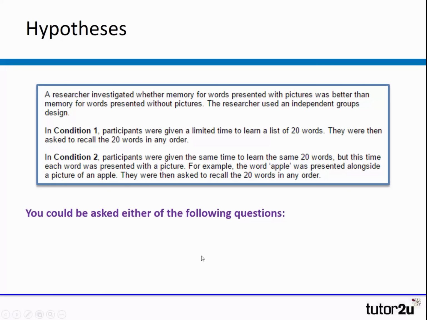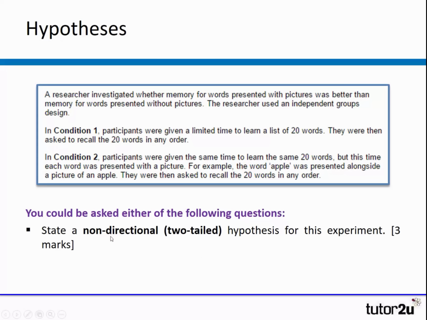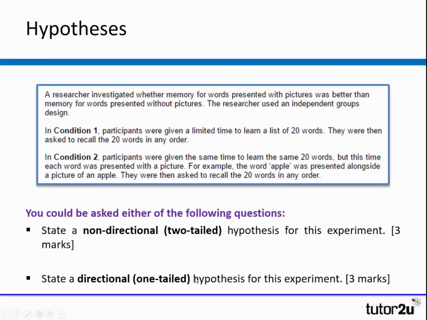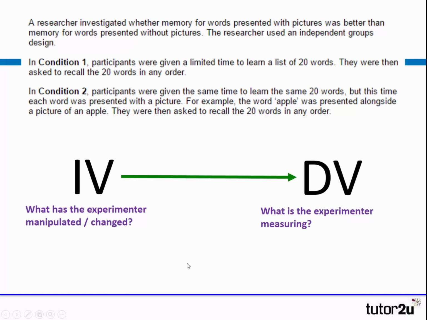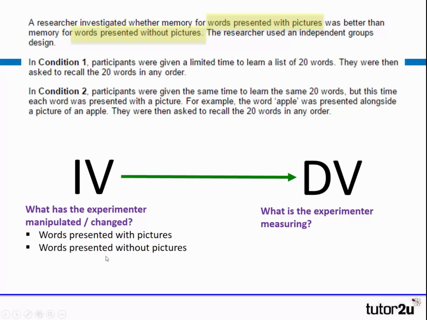Now, you could be asked either one of the following questions. You might get asked to state a non-directional or a 2-tailed hypothesis in this experiment for 3 marks. Or you might get asked to state a directional hypothesis for this experiment, a 1-tailed. Okay, so be aware that they can ask you to do either of those 2. Now, the first thing I always strongly recommend you do before even attempting to write this is to work out what your independent variable is and what your dependent variable is, what your IV and your DV is. So if you think about the IV, what are the 2 different conditions? What has the experimenter changed or manipulated in this experiment? Okay, and if we think about it nice and clearly, we can highlight our extract. We've got words presented with pictures, words presented without pictures. Those are the 2 different conditions.